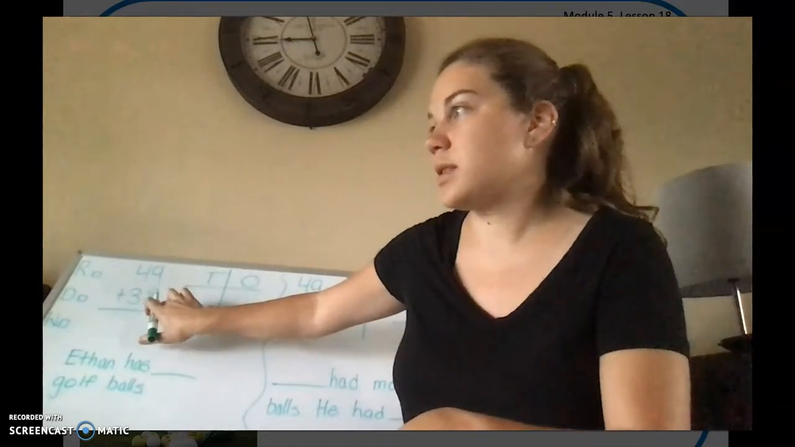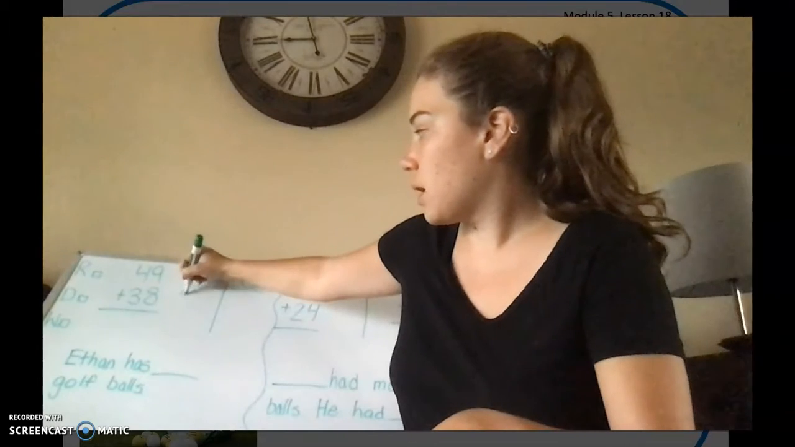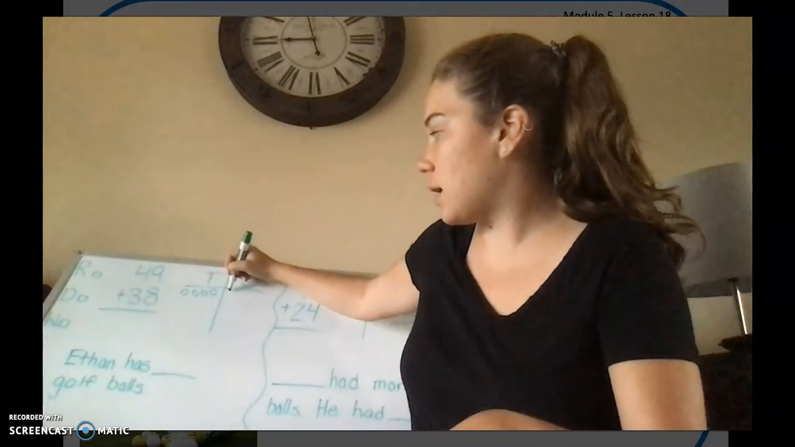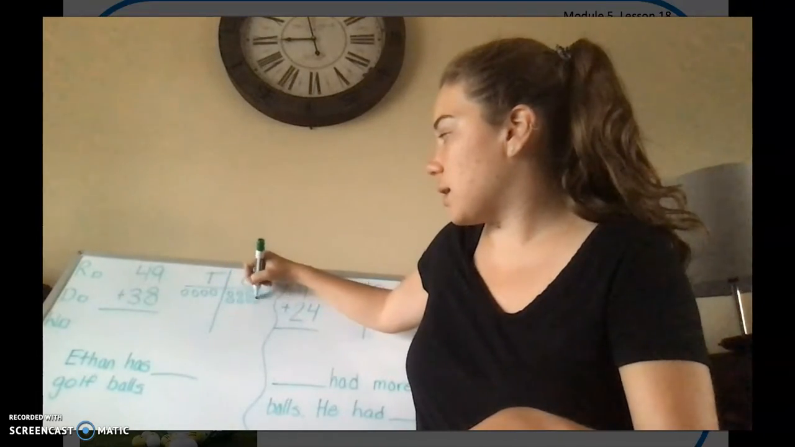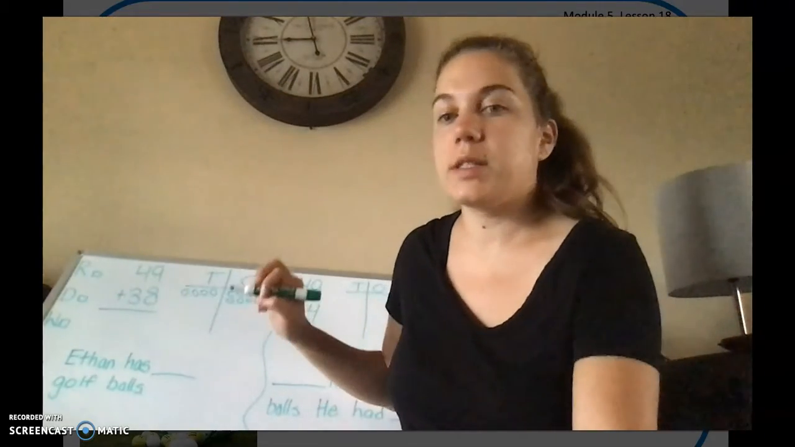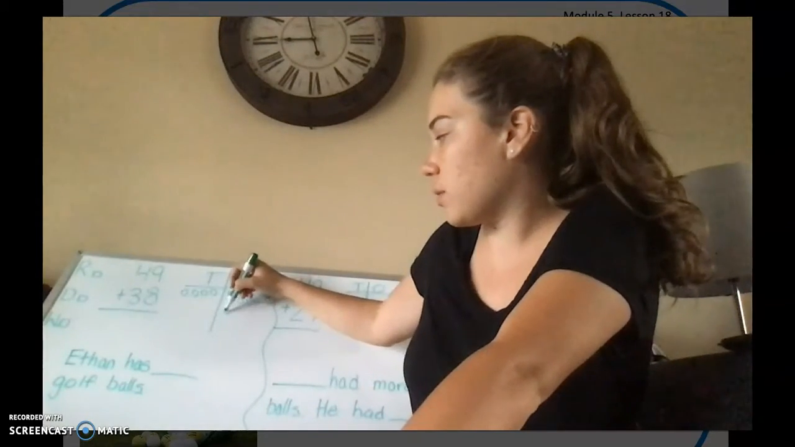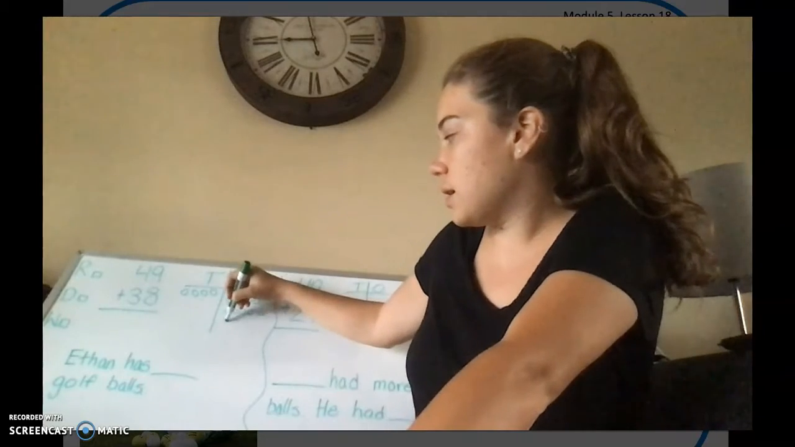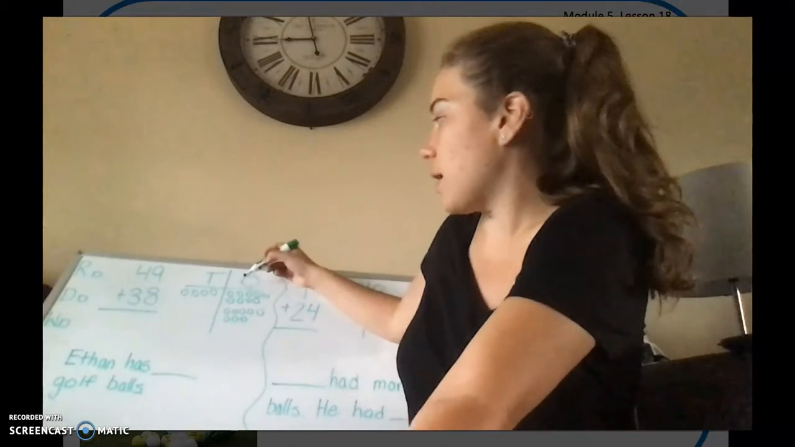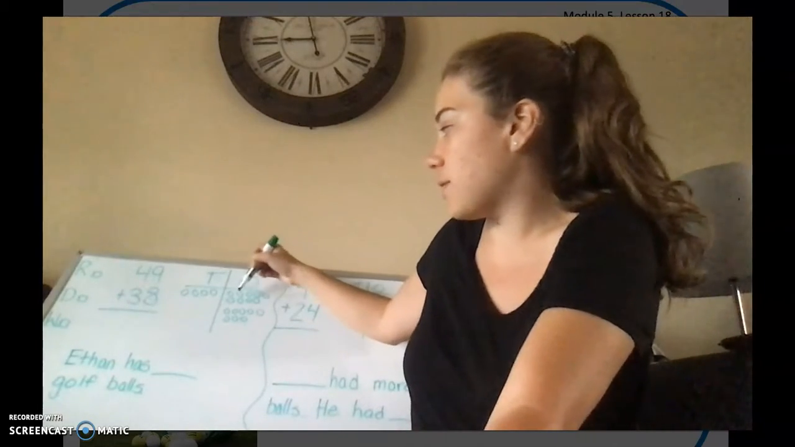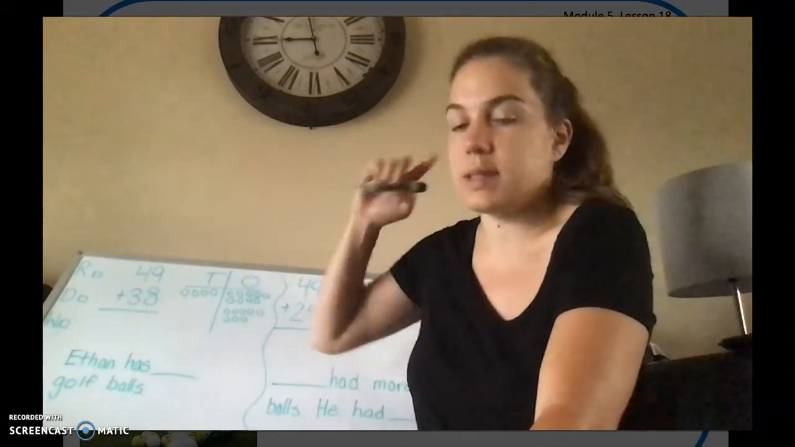So 49 plus 38, so the 49 that one had, we're adding on. 1, 2, 3, 4 tens, and 9 ones. Now remember, we always start in our ones column to add, so we're going to do 9 plus 8, so we're going to add 8 more. 1, 2, 3, 4, 5, 6, 7, 8. So now we're going to count how many there are. There's 17.